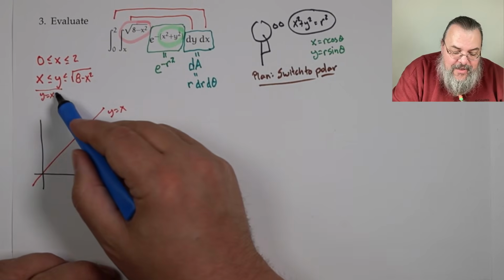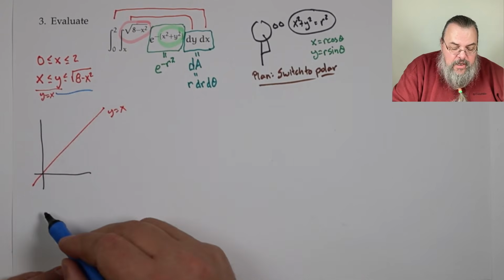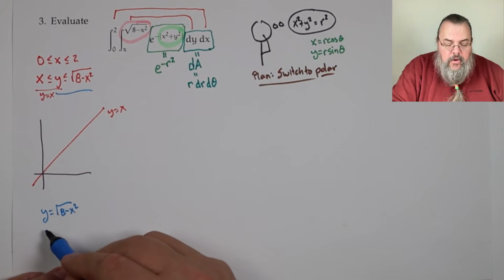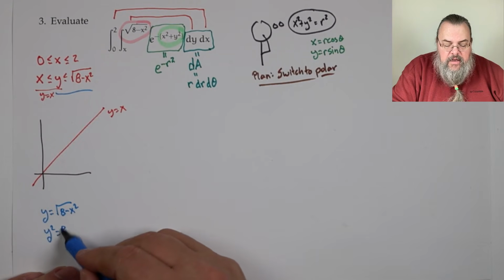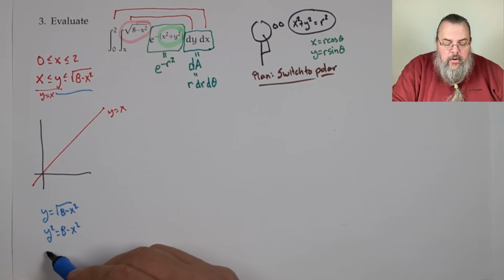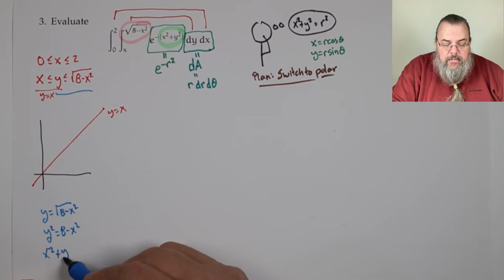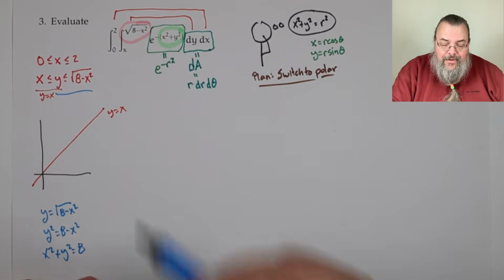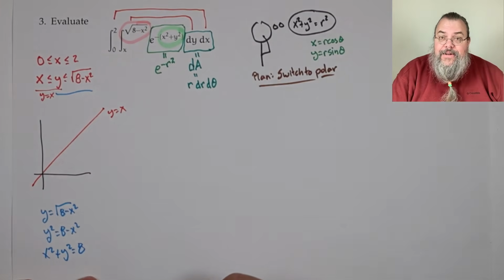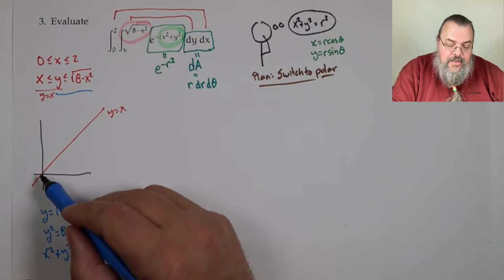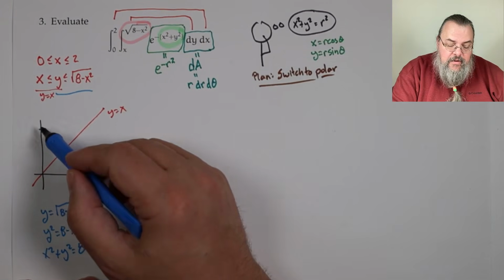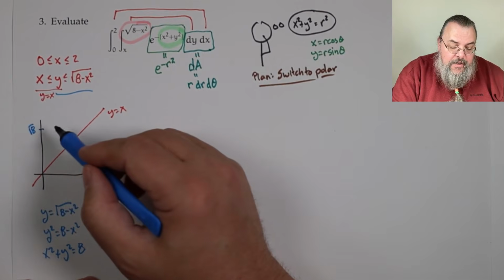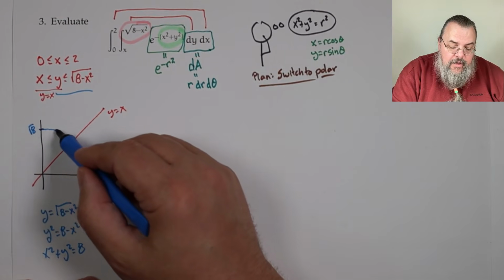This curve, y equals the square root of 8 minus x squared, a little bit more subtle. So let's take our time with it. So y equals the square root of 8 minus x squared. Square it. Y squared equals 8 minus x squared. Move things around. X squared plus y squared equals 8. And that's the circle I was talking about earlier. It's a circle centered at the origin of radius square root of 8. Okay, well, that's fine. And so we have this circle here.